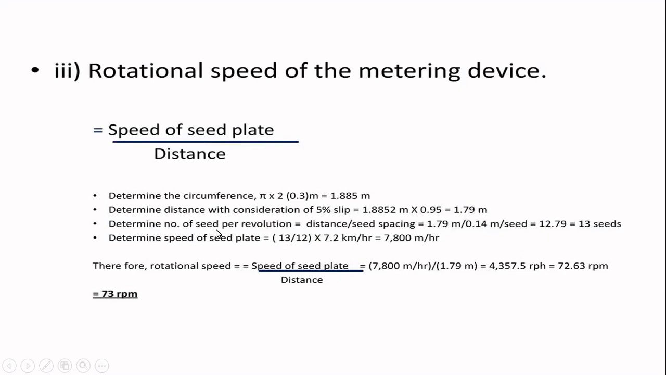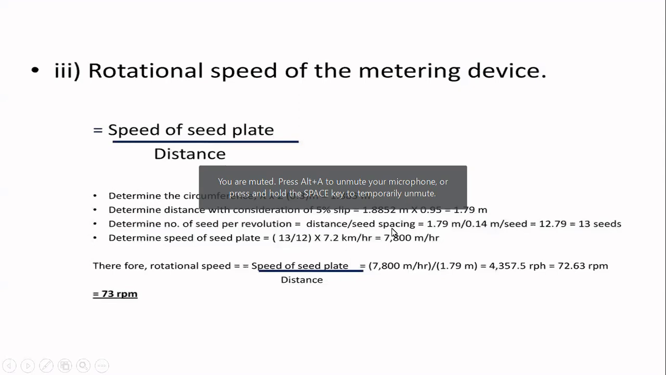Next, the number of seeds per revolution. For one revolution of the ground wheel, how many seeds fall down? This is the question. It is calculated as distance divided by seed spacing.